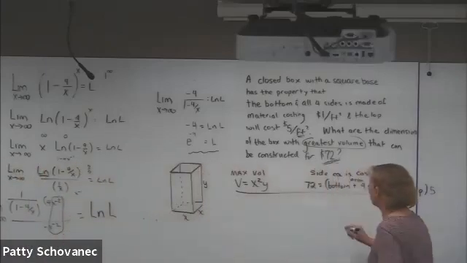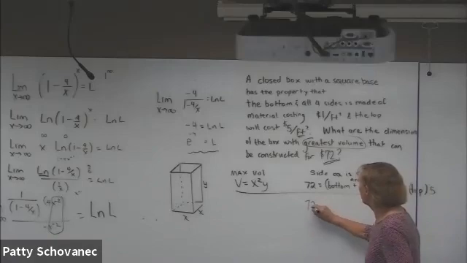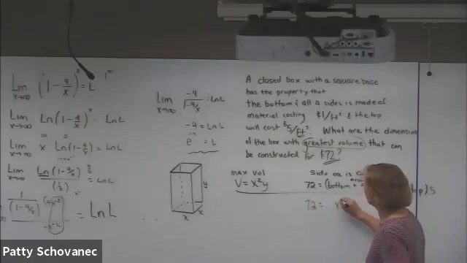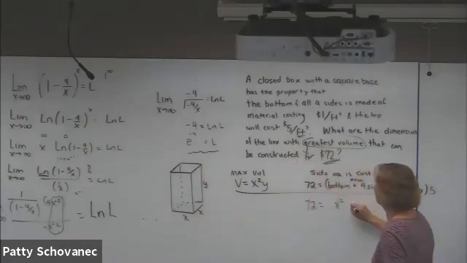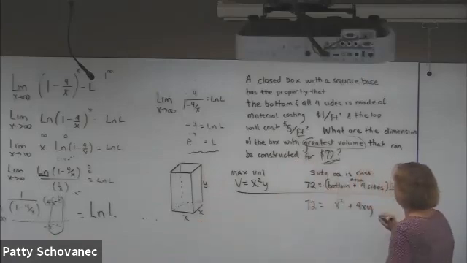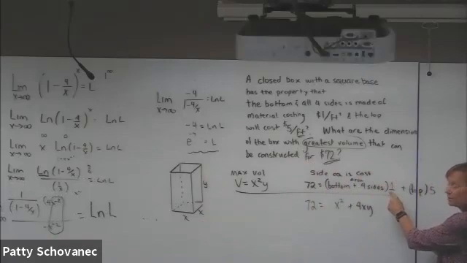Get things going here. Side equation: the bottom has an area of x squared. Each side has an area of x times y. And then I'm multiplying that by $1, so pretend that that's multiplied by 1. And then the top has an area of x squared, and it's multiplied by 5.